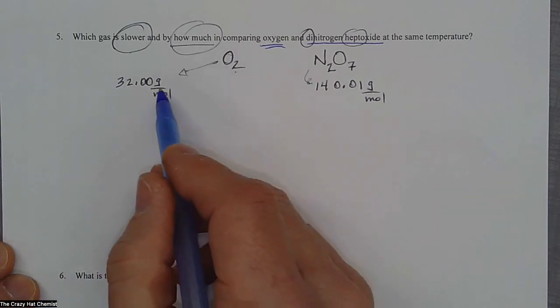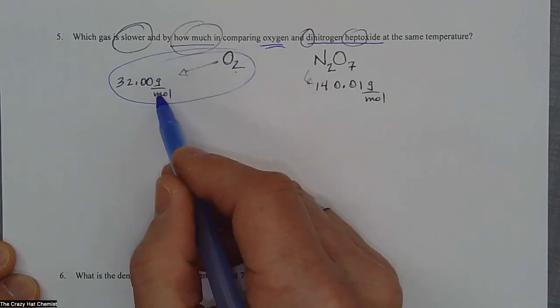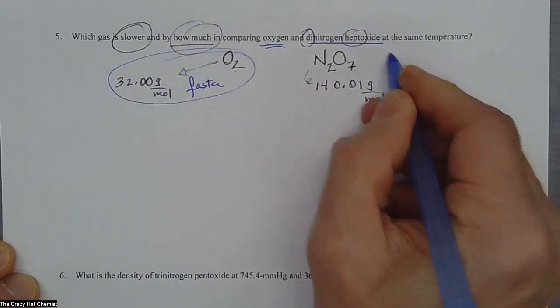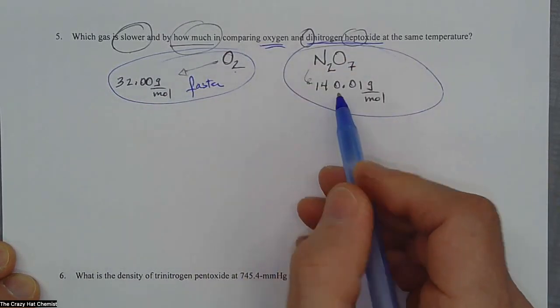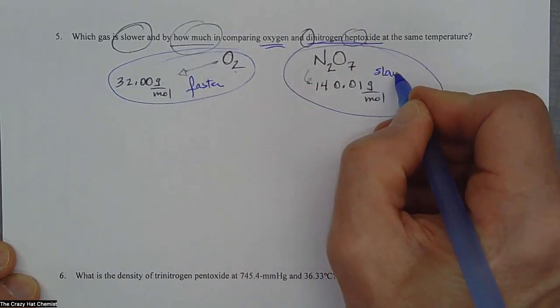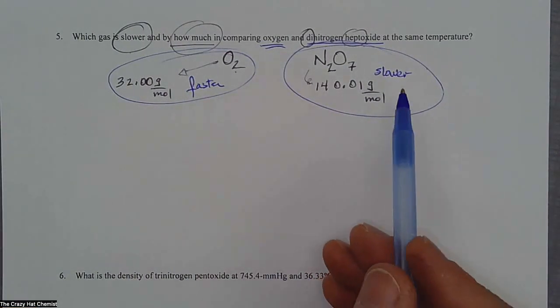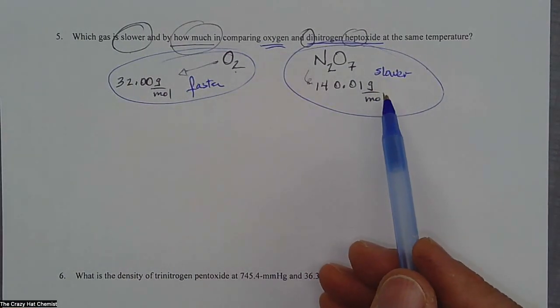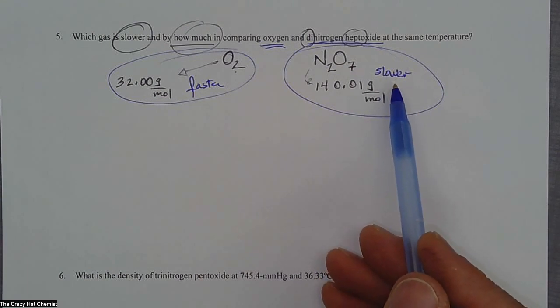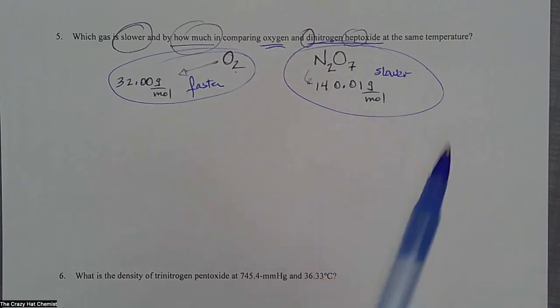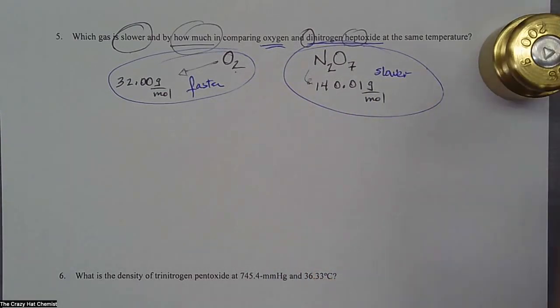So therefore, since oxygen has a lower molar mass, it's faster. And dinitrogen heptoxide has a higher molar mass, it's slower. Okay, so now we've answered our question, which one is slower? It is the dinitrogen heptoxide, because the mass is larger. Now we're going to answer the question of how much slower the dinitrogen heptoxide is.